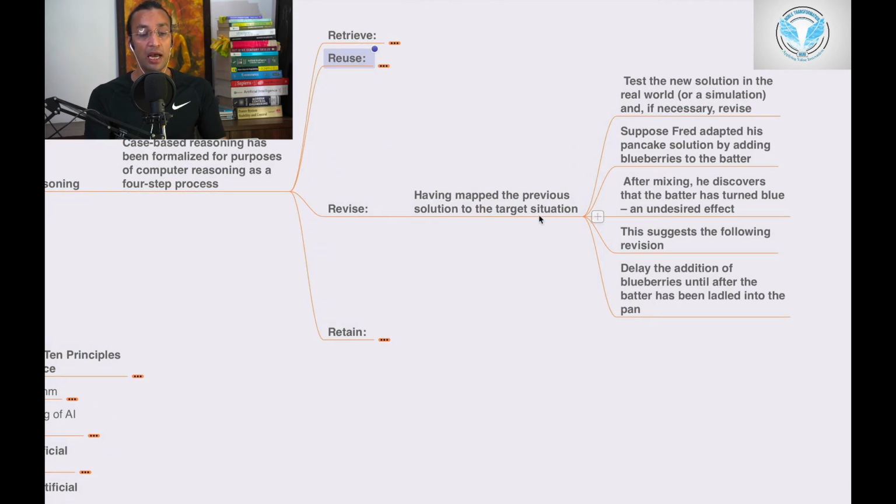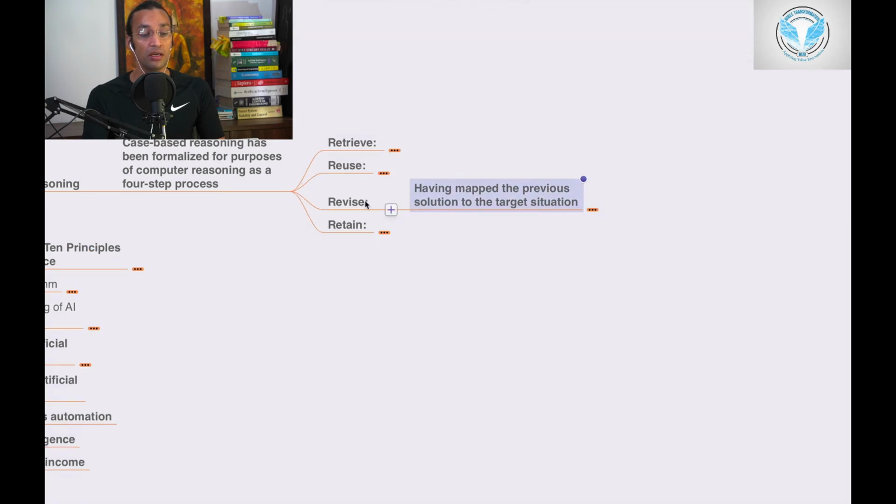Revise: having mapped the previous solution to the target problem, test the new solution in the real world or a simulation, and if necessary, revise. Suppose Fred adapted the pancake solution by adding blueberries to the batter. After mixing, he discovered that the batter had turned blue, an undesired effect. This suggests the following revision: delay the addition of blueberries until after the batter has been ladled into the pan. So this is how he will revise.